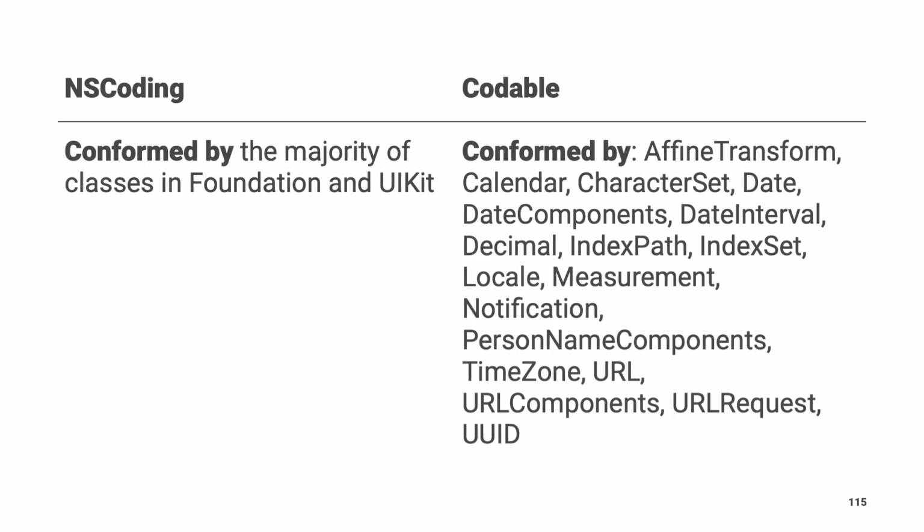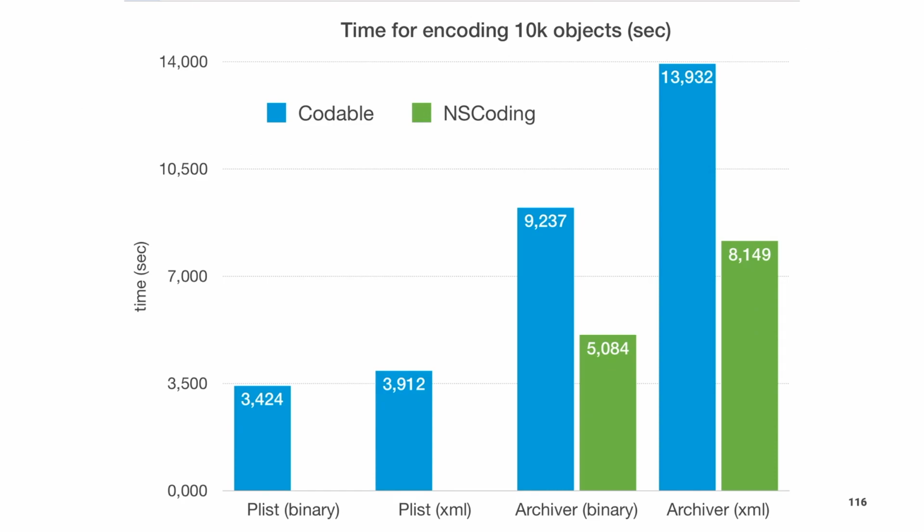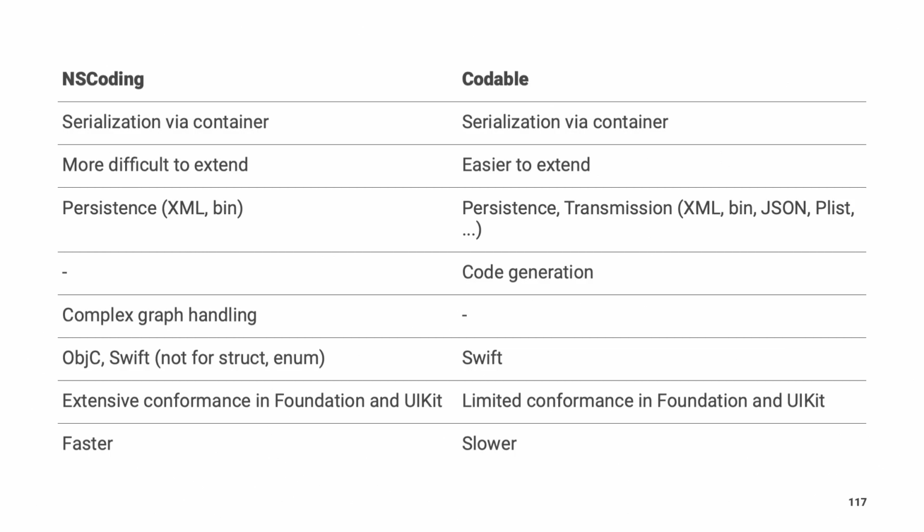And again, the speed. This graph is for NSKeyedArchiver. We use it for NSCoding. We use it for Codable. We see that Codable is slower. We already discussed why so. So the speed is the last point in this table.